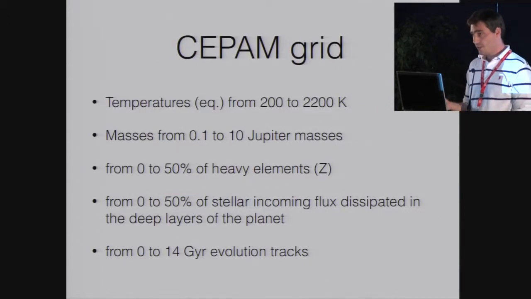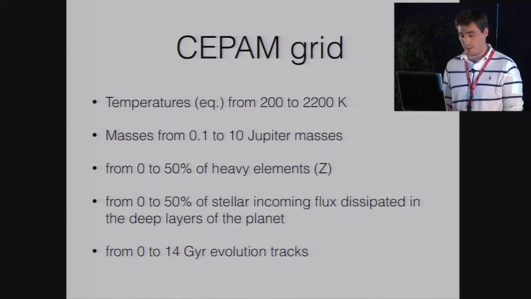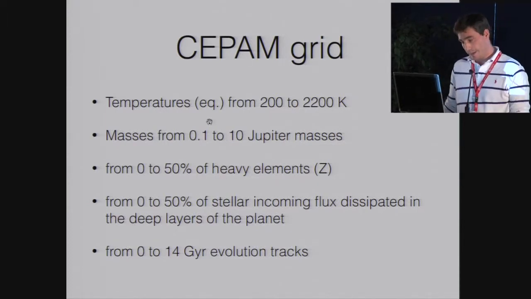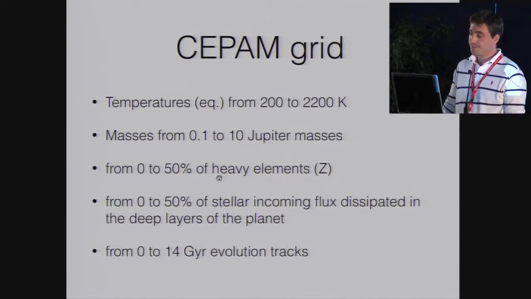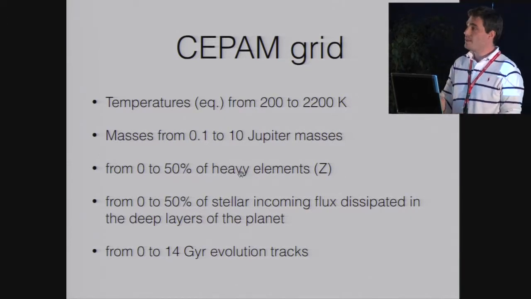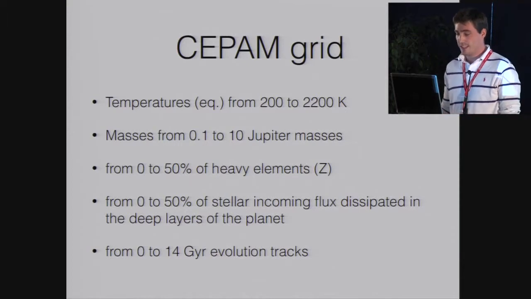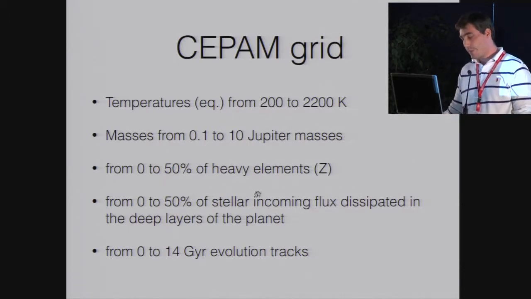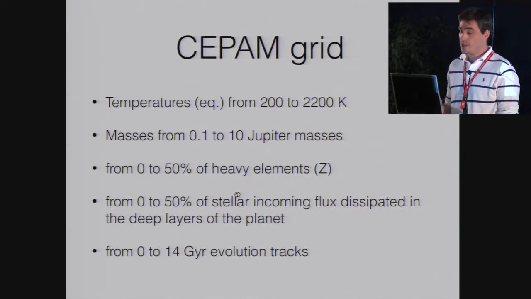So in order to assess this radius anomaly for a large number of planets, we needed to build a grid of planetary models. We did that with CEPAM, with temperatures ranging from 200 to 2,200 K, masses from 0.1 to 10 Jupiter masses. Heavy element assuming a core, that's simplistic. As Isabel said, that will probably overestimate the amount of heavy element that we are finding, but that should do for now. And we are assuming that there is between 0 and 50% of the total mass in heavy elements. We are also exploring different dissipation proportions of the stellar incoming flux from 0 to 50%. And of course, we are doing the full evolution, between 0 and 40 gigayears.